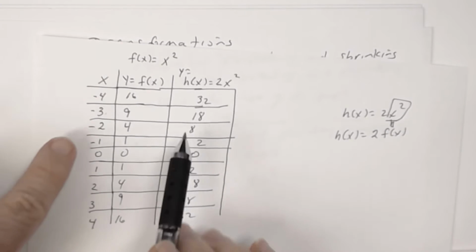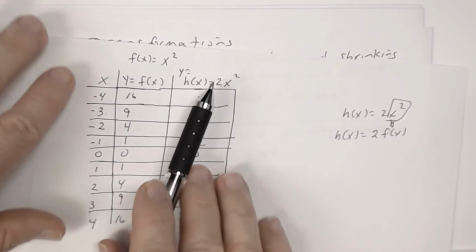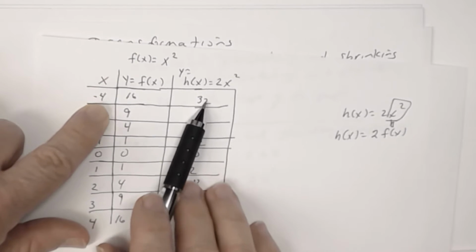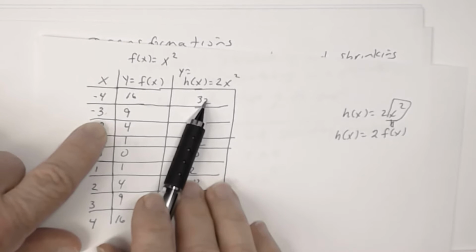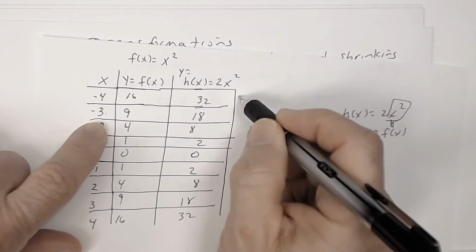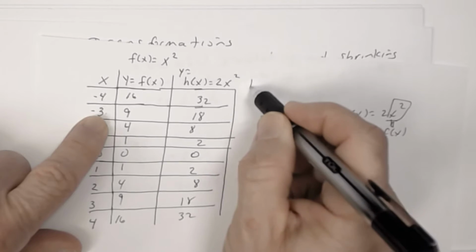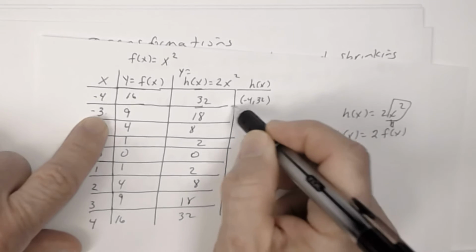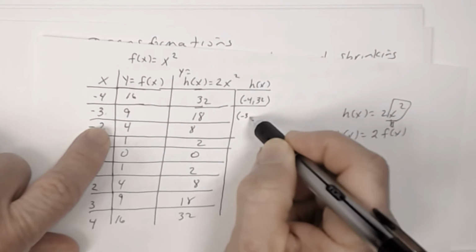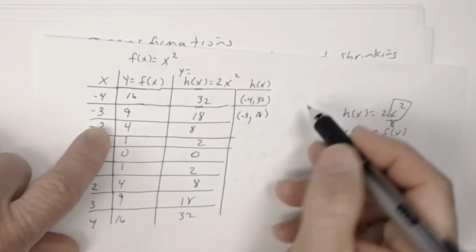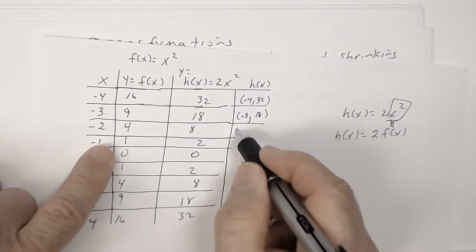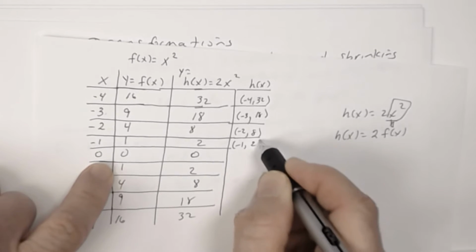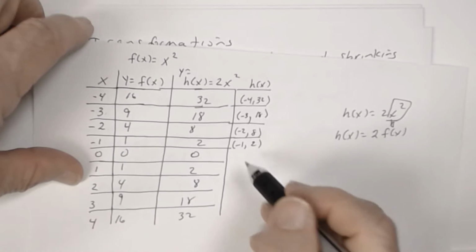So I'm going to graph this now. Now, remember, I'm graphing this right here, right? So remember, when x is negative 4, what's the y value? 32. When x is negative 3, remember, I'm going to go ahead and do this. So for h of x, my ordered pair would be negative 4, 32. My ordered pair here would be negative 3, 18, right? My ordered pair here would be negative 2, 8. My ordered pair here would be negative 1, 2, and so on. All right, so I'm going to go ahead and plot those points.